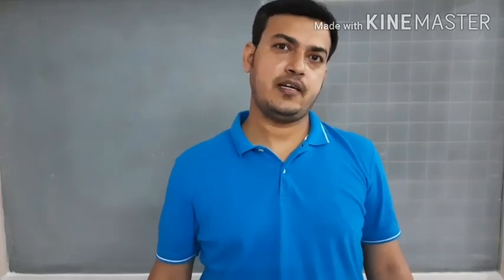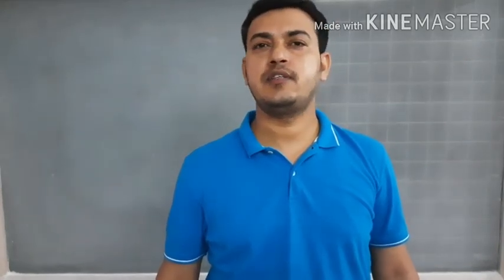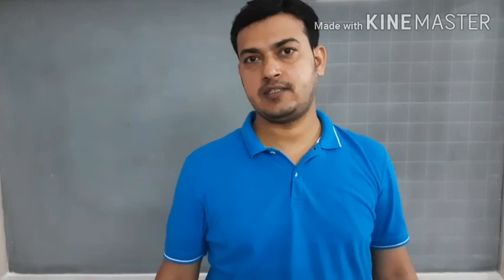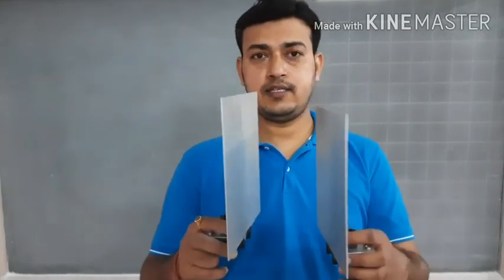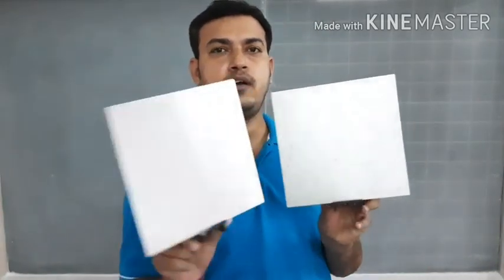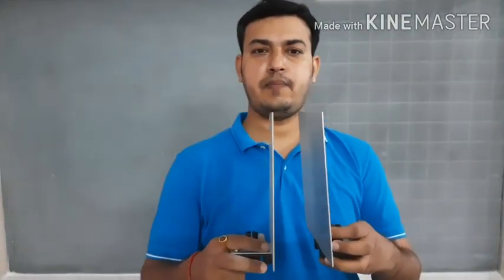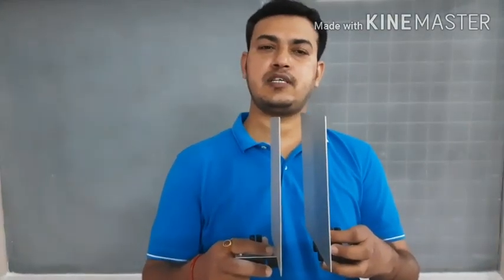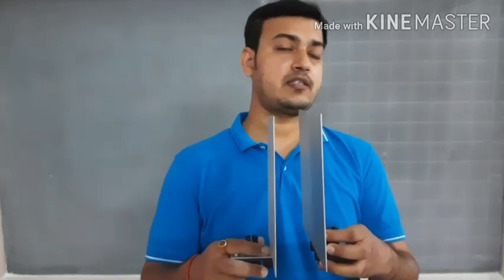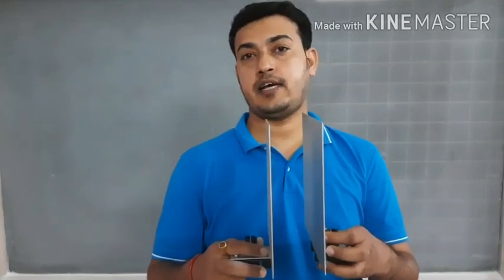The simplest form of capacitor is two parallel plates separated by a small distance. Like this, we are having two conducting plates. If I place these two parallel with a short distance, then this is the simplest form of capacitor, and this is called a parallel plate capacitor.